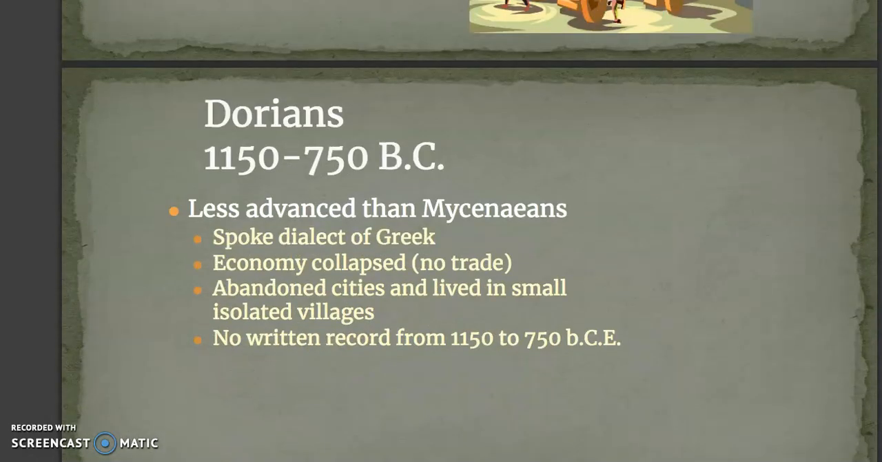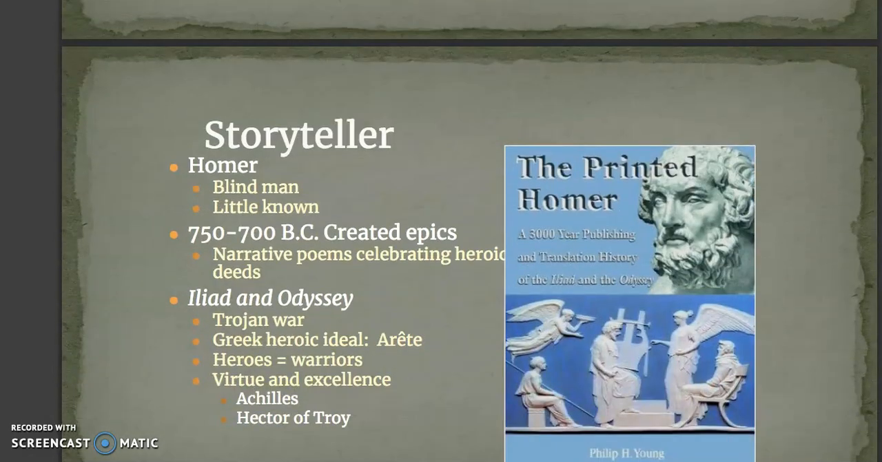And then this last group, before we get to the classical civilization, the Dorians. Again, not a lot of written records in this time period. A lot of this has been pieced together through historical artifacts or inferences.